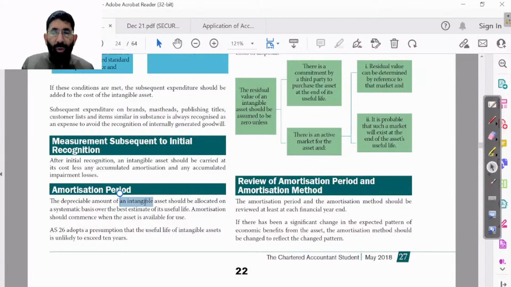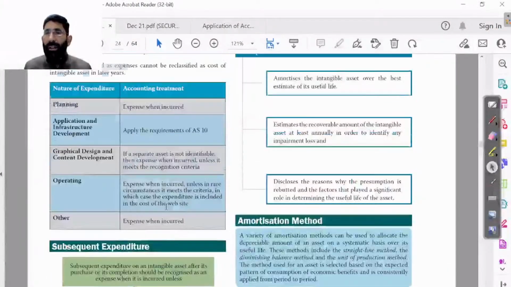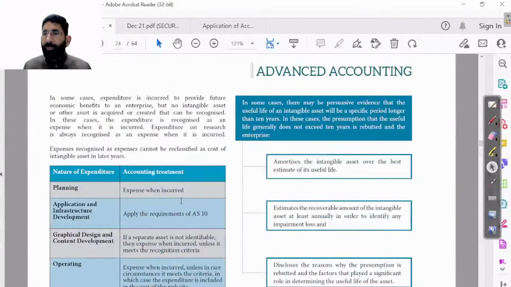So depreciable amount of an intangible asset should be allocated on a systematic basis over the best estimated useful life of the asset. Just like in case of fixed asset, we are writing it off according to its useful life. If nothing is available, we will take maximum 10 years. AS 26 adopts a presumption that the useful life of intangible is unlikely to exceed 10 years. Maximum 10 years should be taken, not more than that. Otherwise, maximum 10 years.